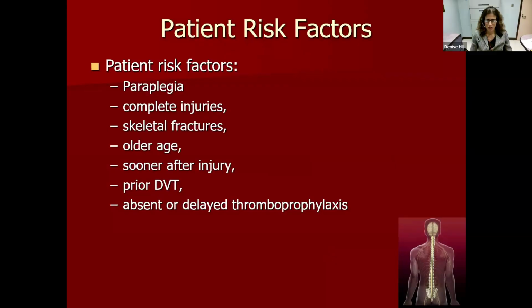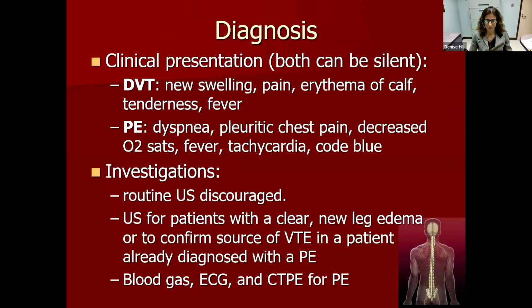So some of the common risk factors reported in the literature include a lower spinal cord injury, paraplegia, complete injuries, coexistent skeletal fractures, and older age at the time of hospitalization. They're more common sooner after injury, if the patient has had a prior DVT, or if they had absent or delayed thromboprophylaxis.